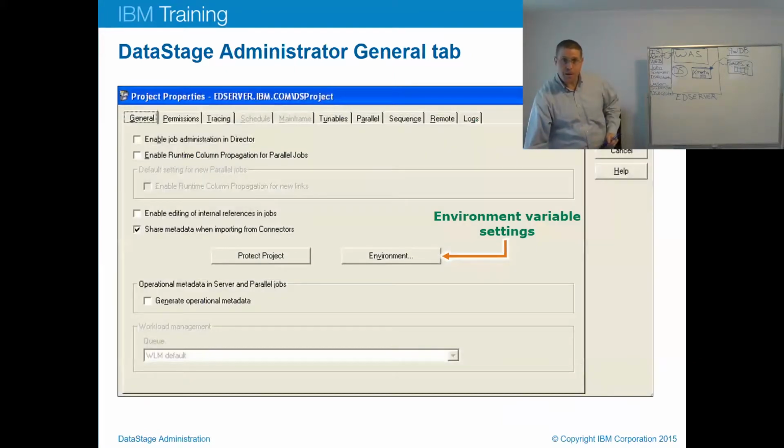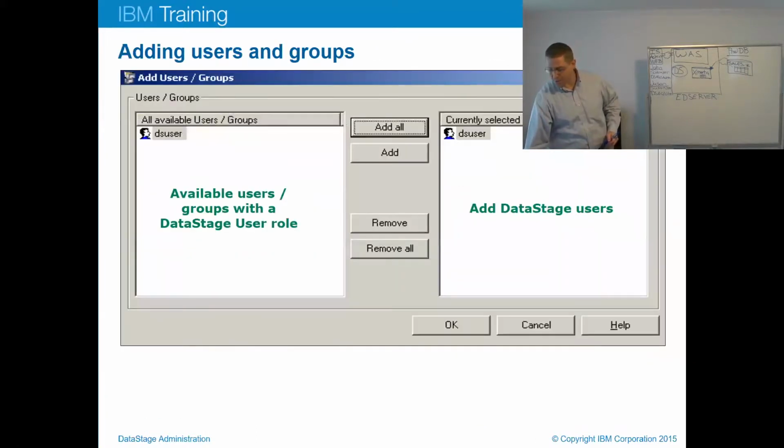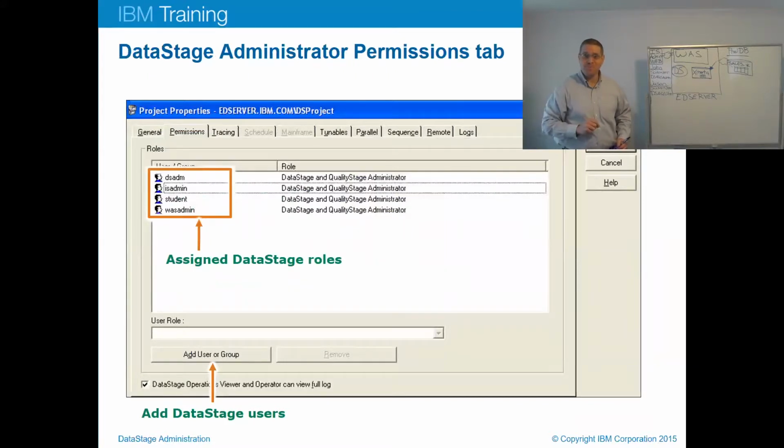And if he opens up DS Project's permissions page, this is what it's going to look like at the moment. Right now, this is a project that was just created, and it says DS admin, IS admin, student, WS, WAS admin, and John are all assigned to this project. Why? Because of their role, DataStage and Quality Stage Administrator. If I'm supposed to be the developer working on this project, John as the admin can then add me to the project. He clicks the button, add user or group.